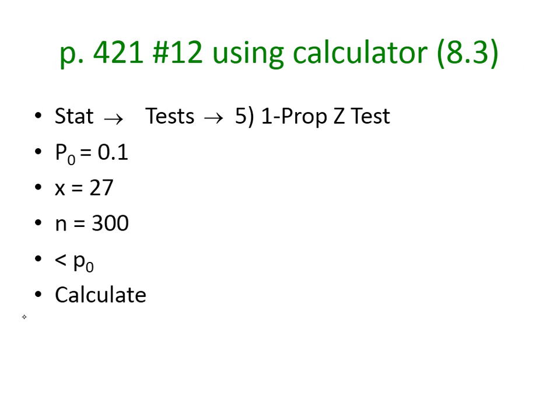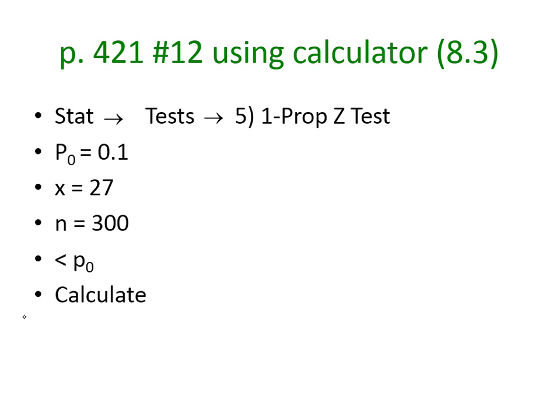So if I'm doing the calculator method, if we go into stats, arrow over to tests, we are going to do the fifth one down, sorry, the fifth one down, which is the one proportion z test. So this is different than doing the interval. I'm not trying to find my confidence interval. I am testing a hypothesis, and I'm using my z-score to test my hypothesis.